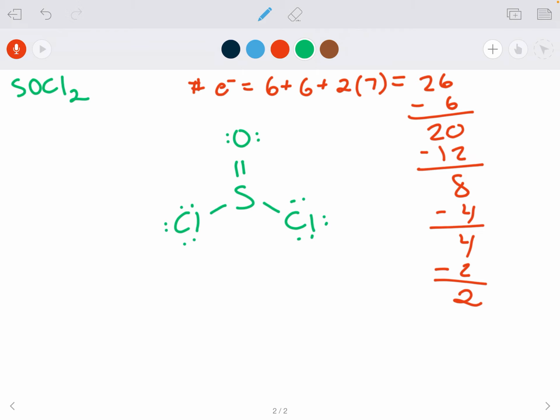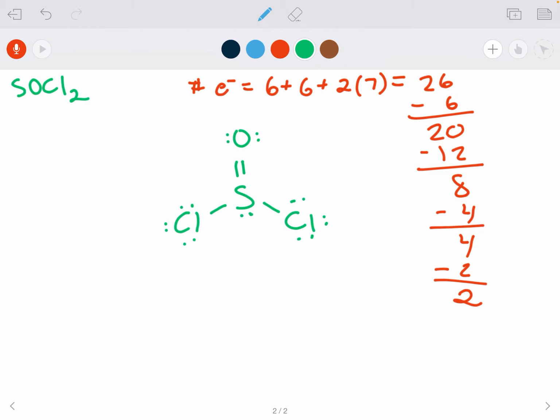We already talked about how the chloride has a 0 formal charge. Oxygen has a 0 formal charge here because it has 6 valence electrons minus 6 assigned electrons: the 4 from the 2 lone pairs and then 1 from each of the 2 bonds, right, to give it 6. So my last pair I'm going to put in here on the sulfur.